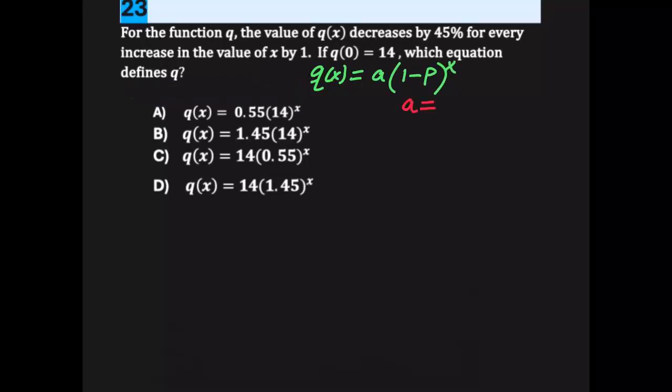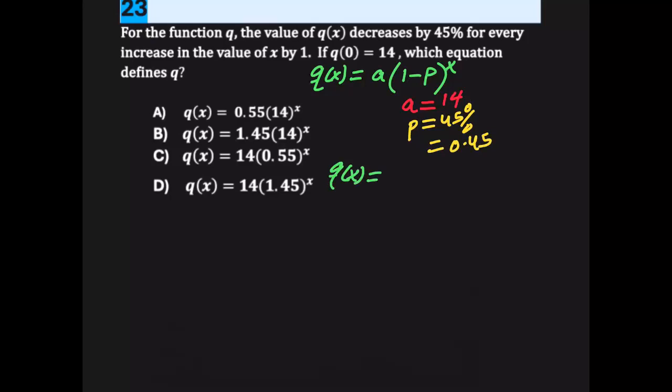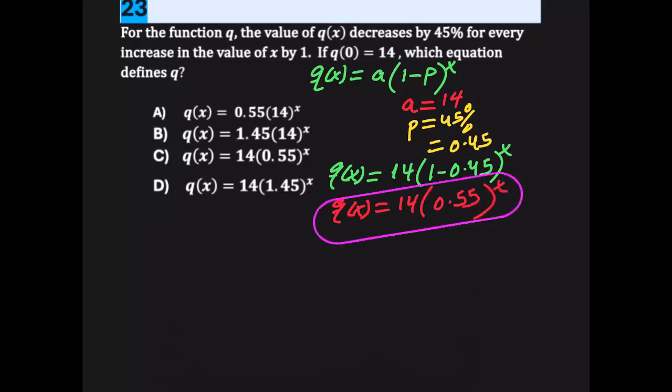So a is the original value, when we have q of 0, and that's 14. And p is the decay percentage, so p is equal to 45%, which is 0.45. Therefore, q of x is equal to 14 times 1 minus 0.45 to the power of x. 1 minus 0.45 is 0.55, so q of x equals 14 times 0.55 to the power of x. Going through the multiple choices, we see that this is the correct answer.